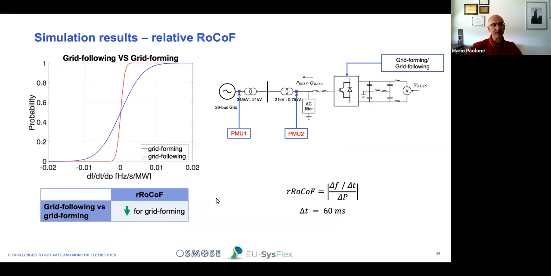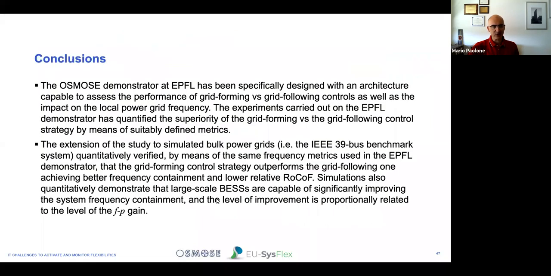The same thing happens if I take back the relative ROCOF. You see exactly the same behavior that we have obtained experimentally on the EPFL campus. Essentially, the grid following is capable to compress the relative ROCOF, even if you're running this experiment at the level of a relatively big system. I know I'm running out of time and I will jump to the conclusions.